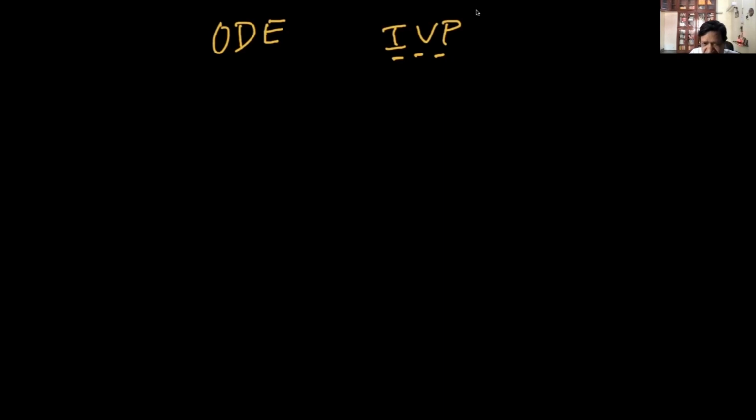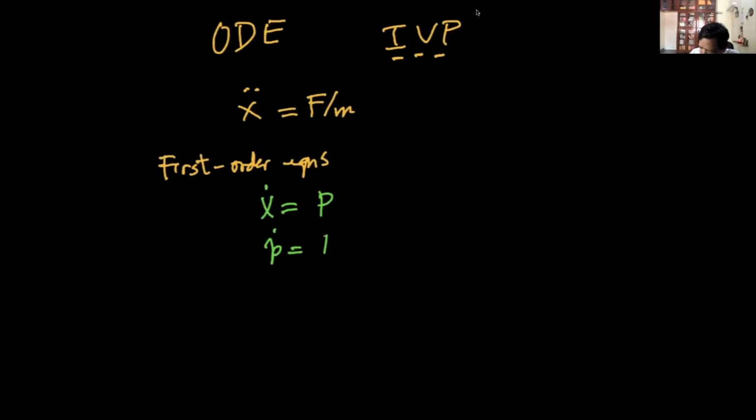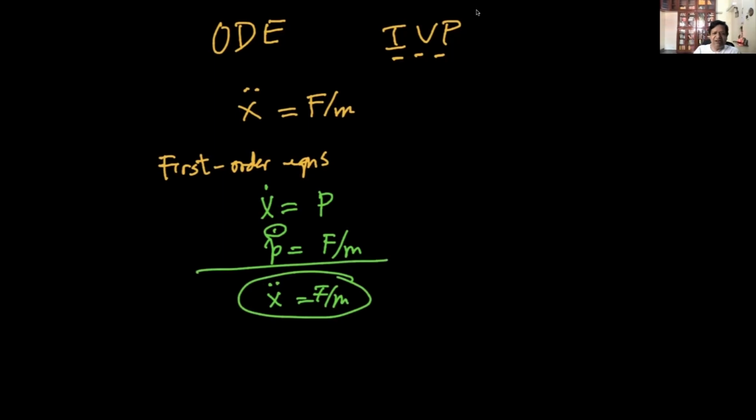Any nth order ODE, let's say we have a second order equation, which is force by mass. I rewrite this as first order equations. How do we convert it to first order? It can easily be done. You just set x dot equal to p and p dot equal to f by m. How do you verify it? Just substitute p from here. So p dot is x double dot, and that is f by m. Any nth order equation, you can follow the same trick and reduce it to first order equations.